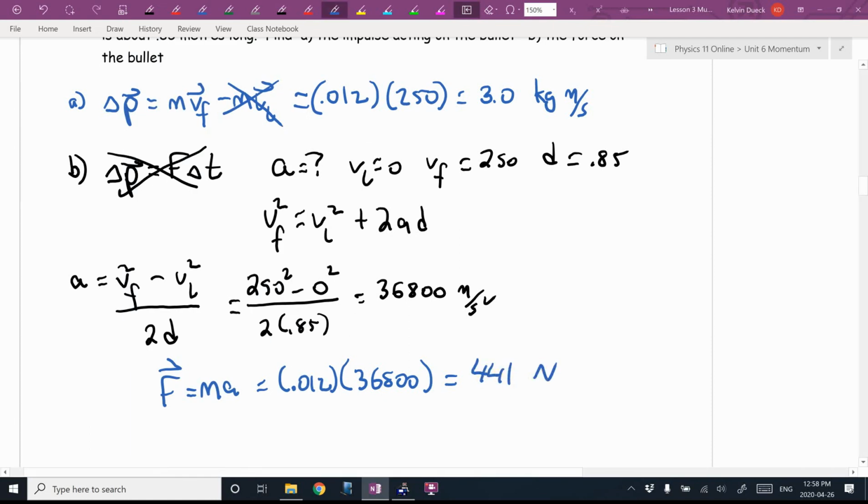So this is one time I used the impulse equation for part A, but for part B, this time the impulse equation wasn't a shortcut. This is also why I said you can survive without the impulse equation pretty well for finding forces. It just sometimes saves you time.